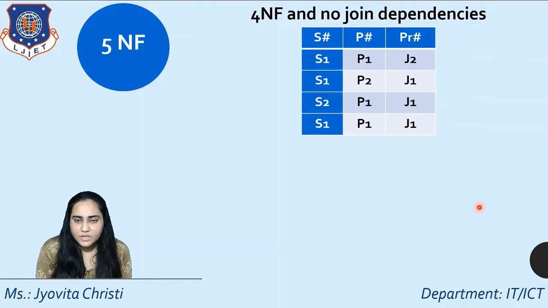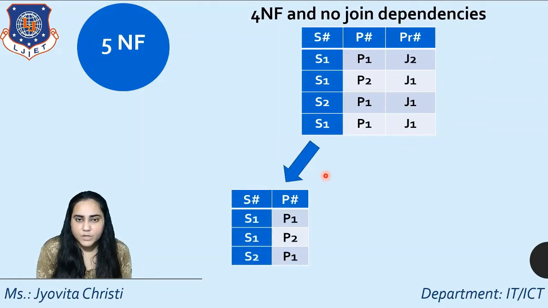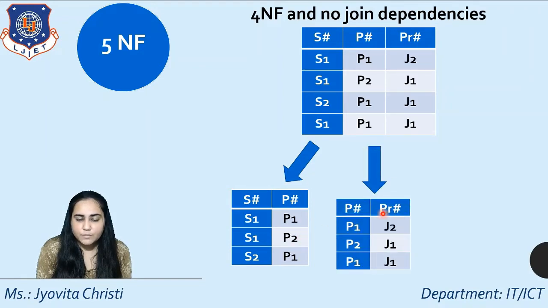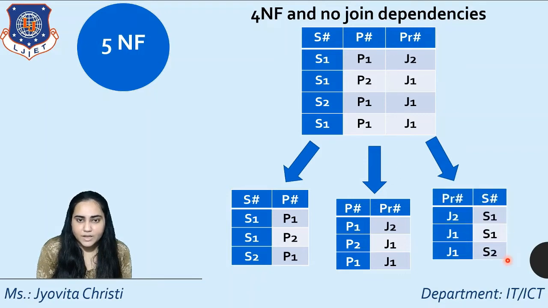You take the table and divide it into three parts. This is the first part, S# and P#. This is my second part, P# and PR#. And my third part, which is PR# and S#. So take a look at the first part, which is supplier number and part number. Here you can see I have kept only unique values. So S1 and P1 in the original table appear in the first row and in the fourth row, so I'm going to put it only once in my table.